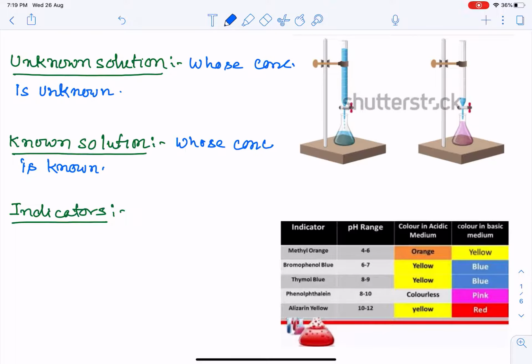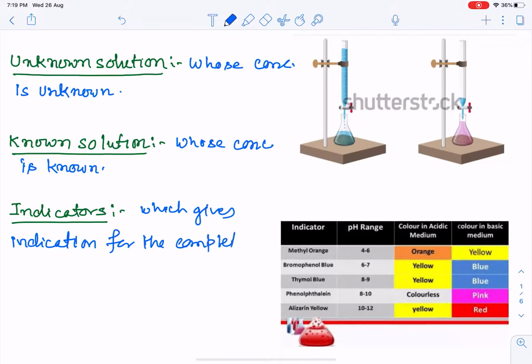Indicators are the substance or the solution which gives indication for the completion of the reaction. Now how will these give the indication? This will give the indication in terms of color change, in terms of turbidity, or in terms of smell. There are different ways in which indicators can indicate that the reaction has been completed.